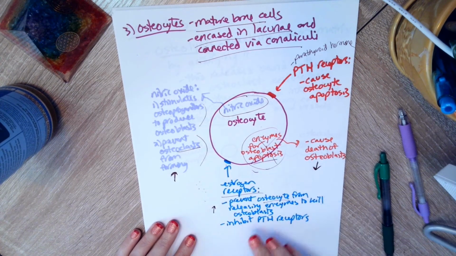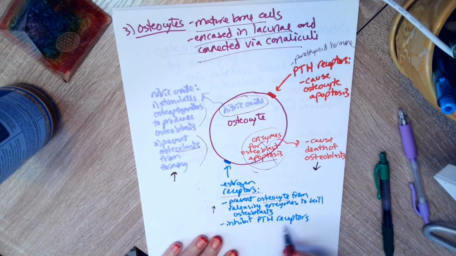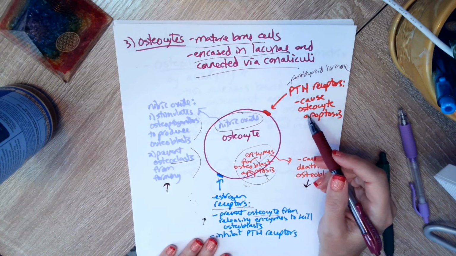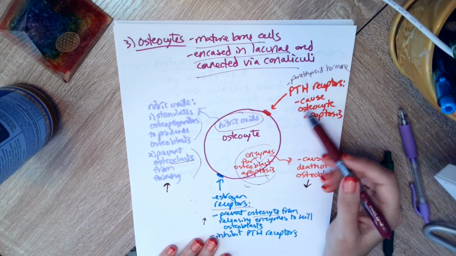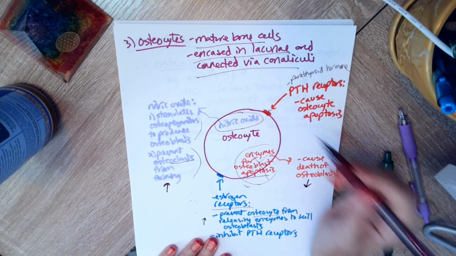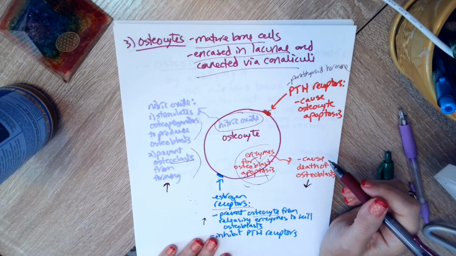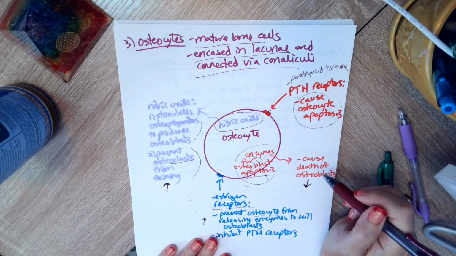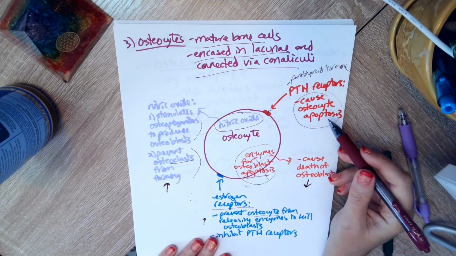Okay. Before we get into the second part, which is inhibiting the parathyroid hormone receptors, let's look at what a parathyroid hormone receptor does. So here comes parathyroid hormone, binds to the parathyroid hormone receptor on the osteocyte, and this is going to cause the osteocyte to go through apoptosis, meaning it's going to kill the osteocyte.